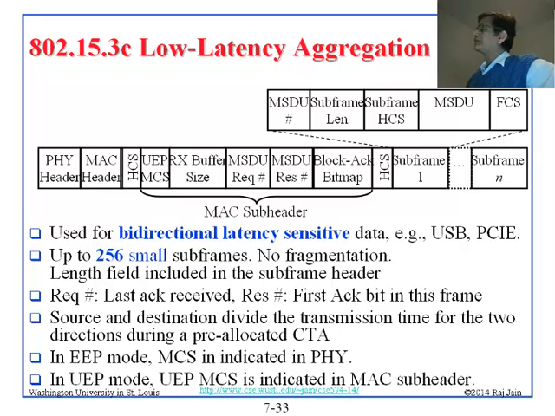In EEP mode, MCS is indicated in the PHY header. In UEP mode, UEP MCS is indicated in the MAC subheader. I'm not sure whether you can do both EEP and UEP in the same frame. I think what is happening is some frames will go with UEP, and if they are with UEP, then all of these subframes will be UEP and they will follow this MCS. If this field is 0, then they will follow EEP, all of them. One of the requirements for all the aggregations is that everything that is aggregated has to go to the same destination with the same kind of protection. They cannot go to different places, of course, because the MAC header will tell who has to receive it, and the same station will receive it and process it. So in UEP mode, the UEP MCS is indicated in the MAC header, and in EEP mode, MCS is indicated in the PHY header.